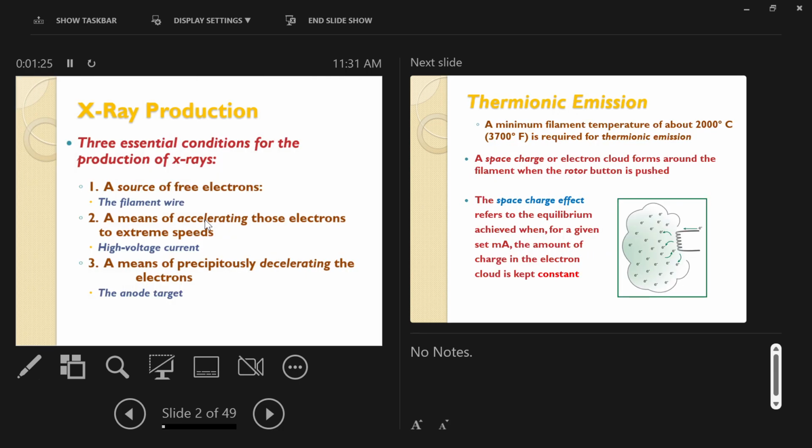First thing we're going to want to know is, for one, we make X-rays with an X-ray tube. So what do we need? What are the minimum requirements to make X-rays? So in order to produce X-rays, X-rays are, by the way, a type of electromagnetic wave. Okay? Said in a more simple way, they're a type of light.